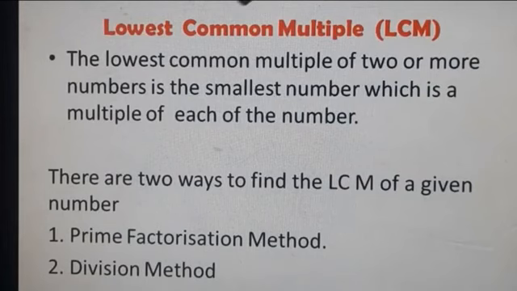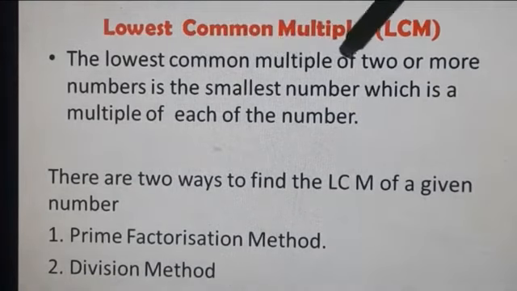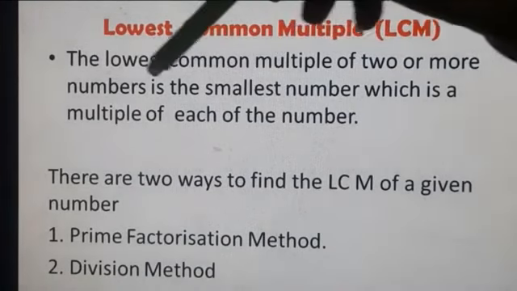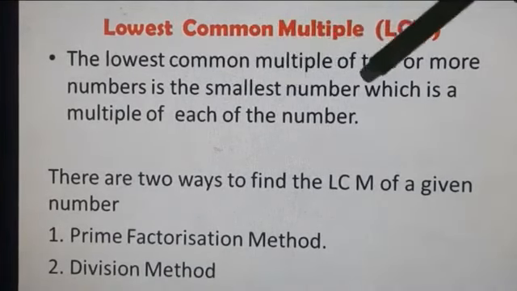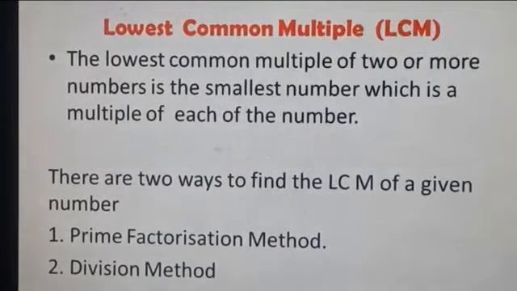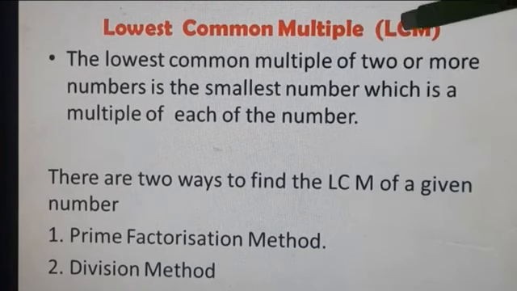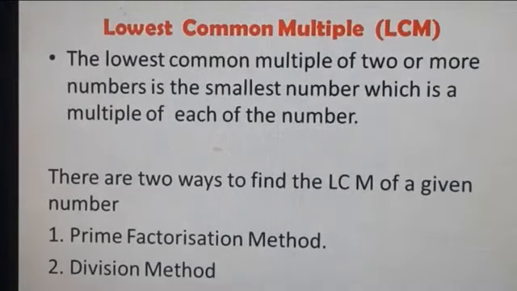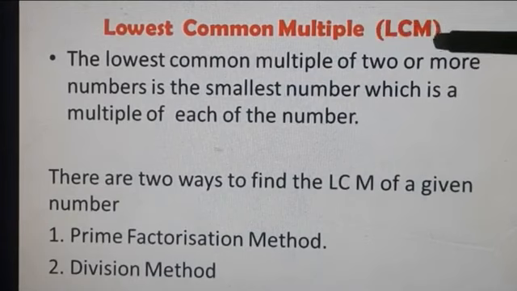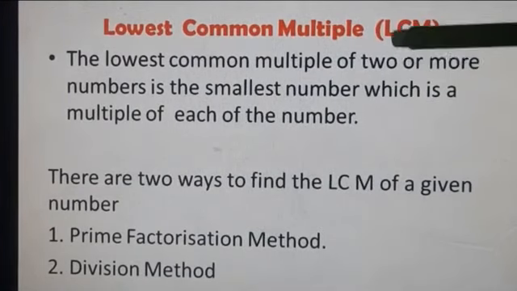Now lowest common multiple, LCM. The lowest common multiple of two or more numbers is the smallest number which is a multiple of each of the given numbers. Understood? There are two ways to find the LCM of the given numbers. Number one is the prime factorization method and number two is the division method. It means least common multiple, the smallest multiple of the given numbers.